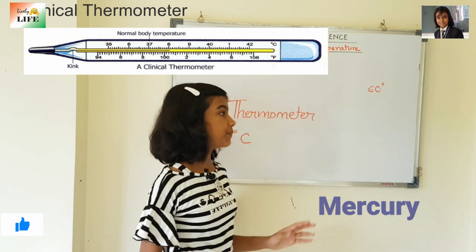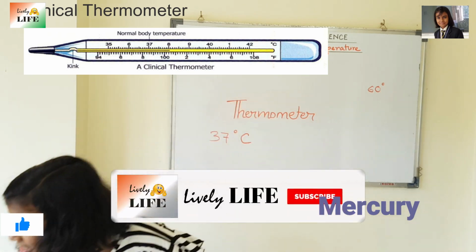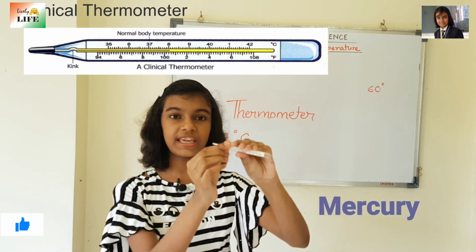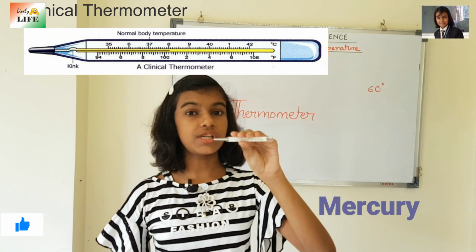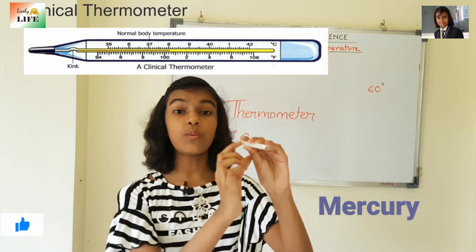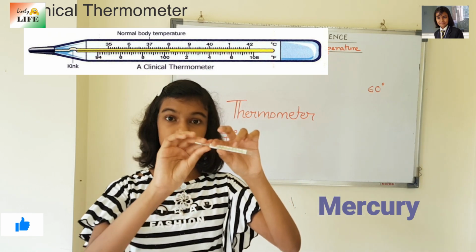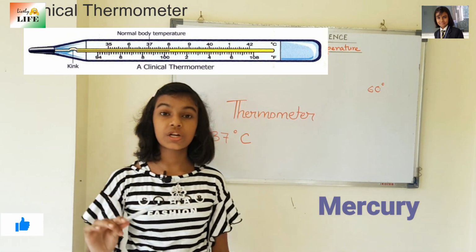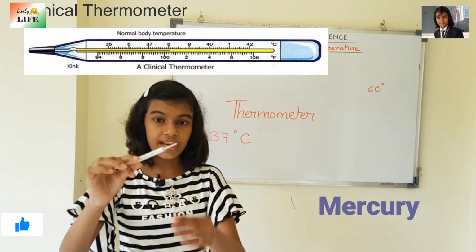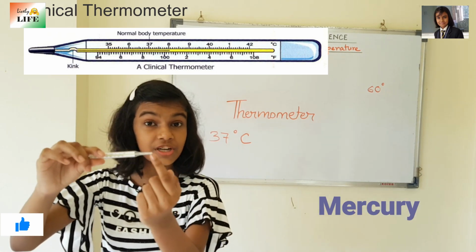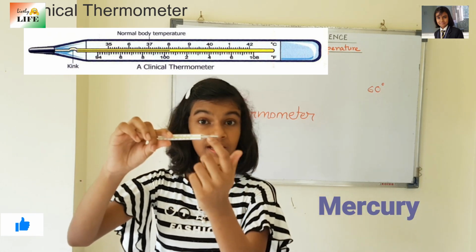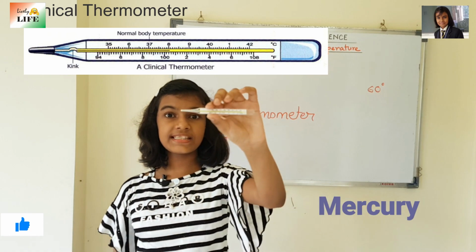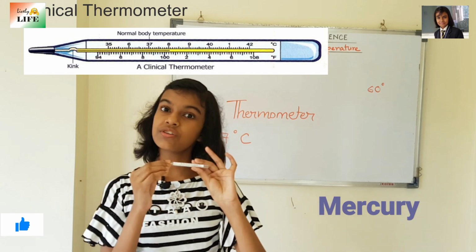And the second one is it does not stick to the glass tube. It does not stick to the walls of the glass tube. And another one, mercury is opaque and very shiny. You can see this one. This is mercury. It is shiny and opaque, and that's why it is easily visible. You can easily see the mercury. That's why mercury is also used.